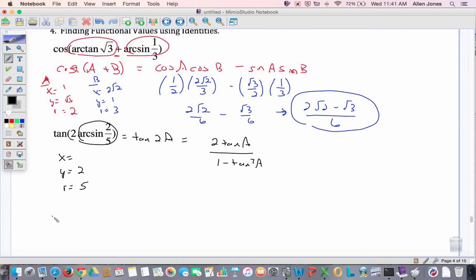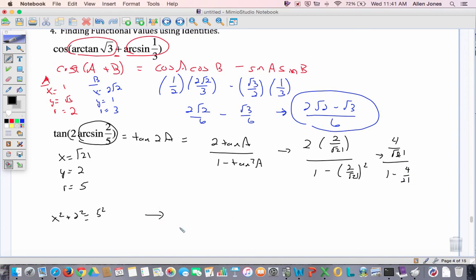Come back over here and identify x, y, and r. We just have the one angle this time, the a. So sine is y over r, so I have 2/5. If I do x squared plus 2 squared equals 5 squared, I'm going to have the square root of 21 for my x value. So let's make our substitutions over here. 2 times 2 over the square root of 21 over 1 minus 2 over the square root of 21 squared. So this gives me 4 over the square root of 21 and 1 minus 4/21.